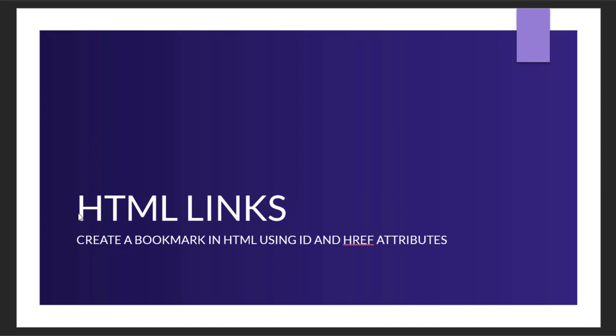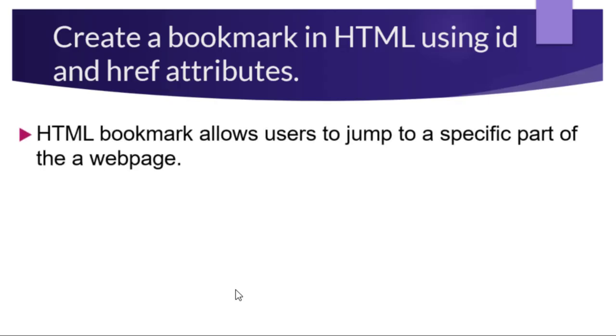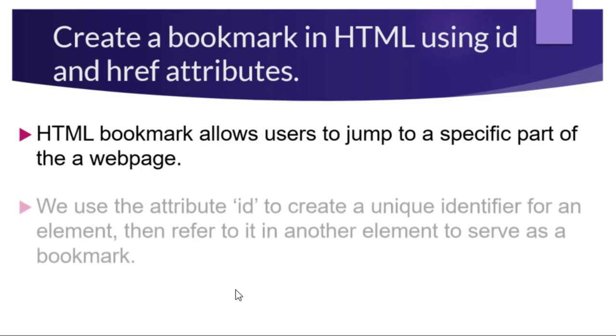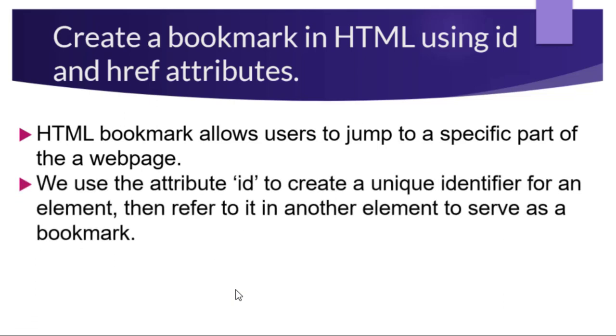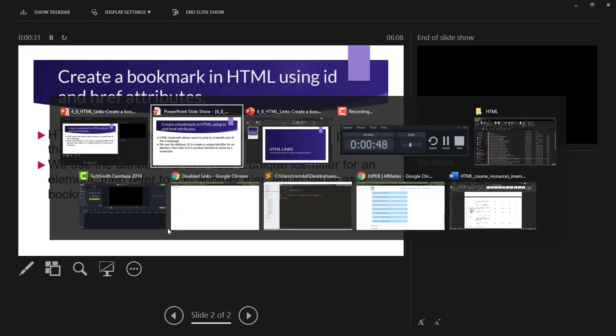In this lecture, we'll look at how to create bookmarks in HTML using ID and href attributes. HTML bookmarks allow us to jump to a specific part of a web page. We use the attribute ID to create a unique identifier for an element, then refer to it in another element to serve as a bookmark. Let's see how this works in our browser.